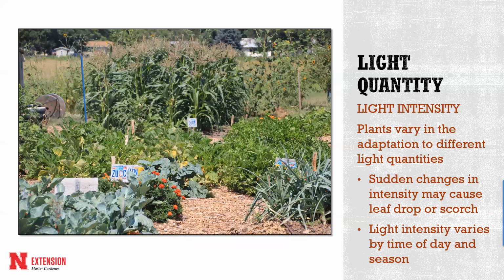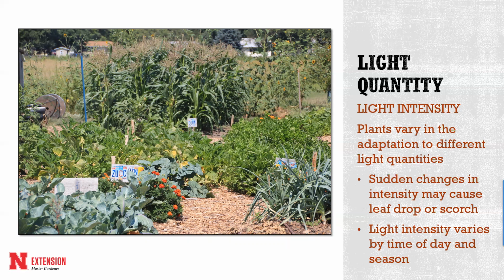So we're going to look at light intensity. Light intensity is about how plants vary in adaptation to different quantities of light. As you saw in the first picture, that was the shady area, so that was a lot of impatiens and hostas and those kinds of things that really like shade. As you can see in this picture, these are vegetables, and most vegetables grow and thrive in full sun. So you can see that the light intensity in this photo is going to be much greater than in the previous photo.